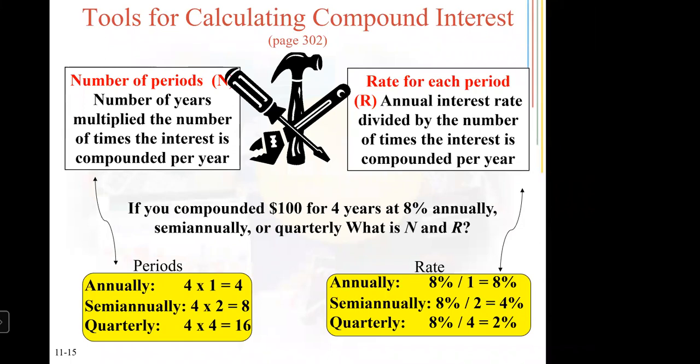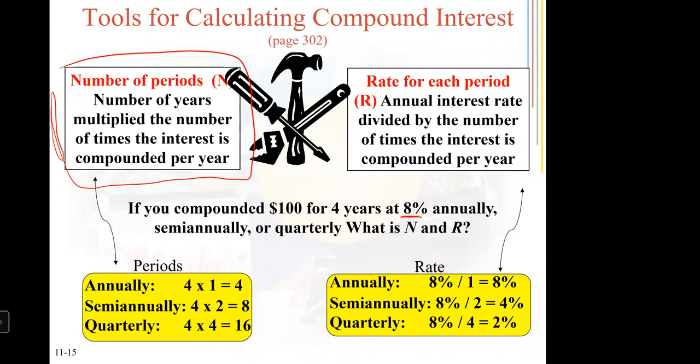So in this case, you're given compound interest, 4 years, 8% annually. But if the interest is calculated or paid out semi-annually or quarterly, we cannot use that 8% each time we're calculating the compound interest. We have to look in terms of what time period we're doing the calculations. So you will see here in this section, they refer to number of periods: the number of years multiplied by the number of times the interest is compounded per year.